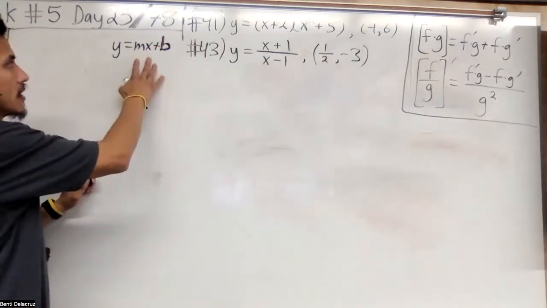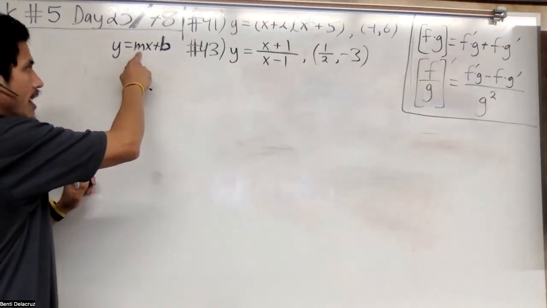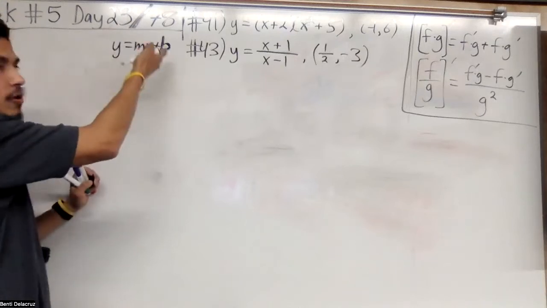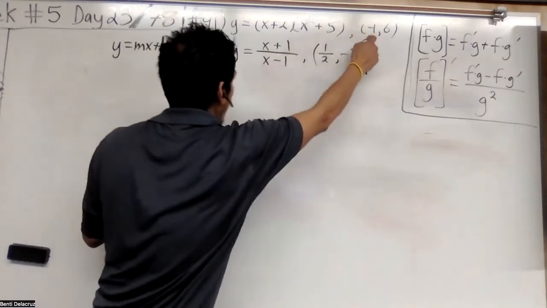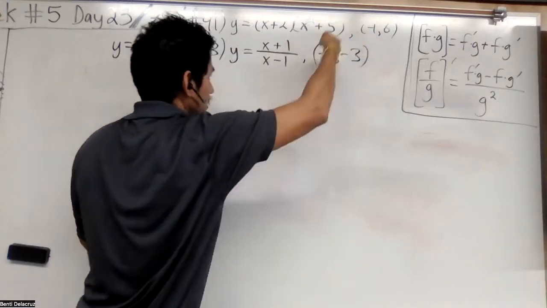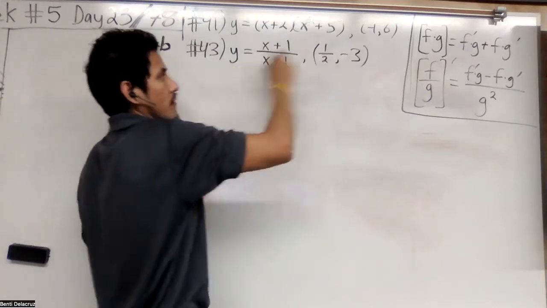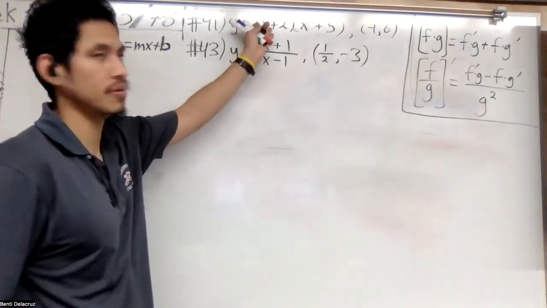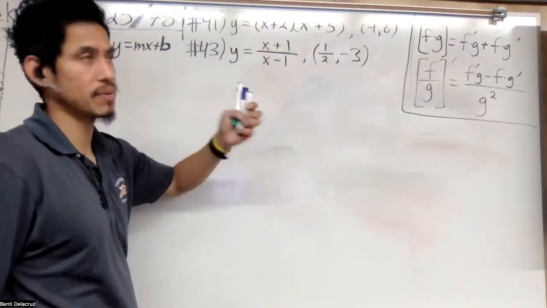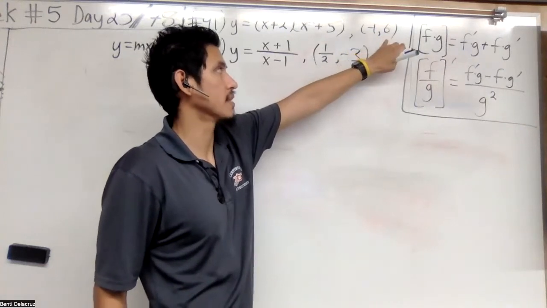And the idea is to recognize that the m represents the value of the slope, or the value of the derivative at the point where you want the tangent line to go through. In this case, we want to find the value of m, or the value of the derivative at -1, 6. So first, we're going to find the equation of the derivative, and then we're simply going to plug in -1 for x and 6 for y.